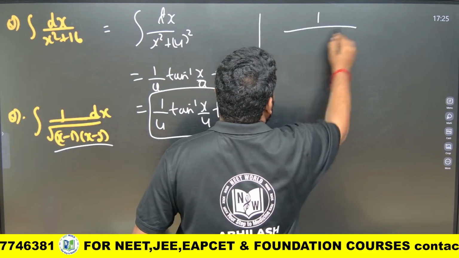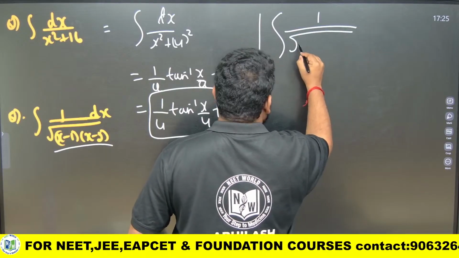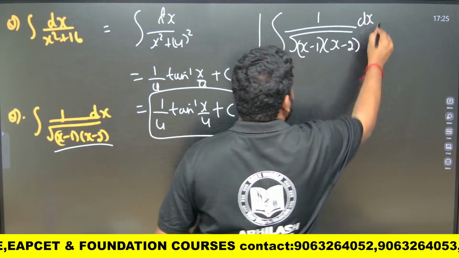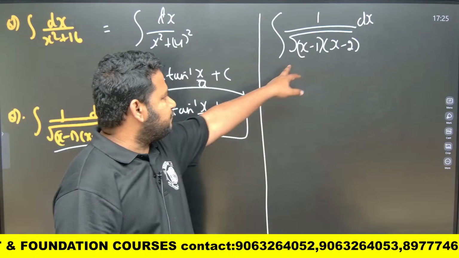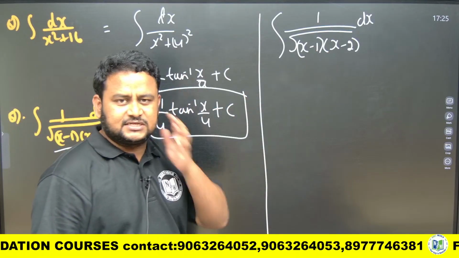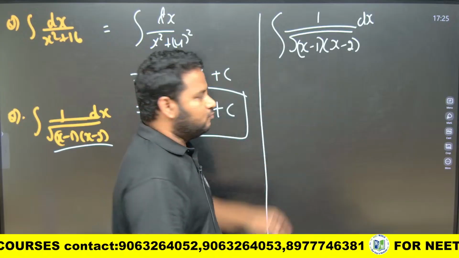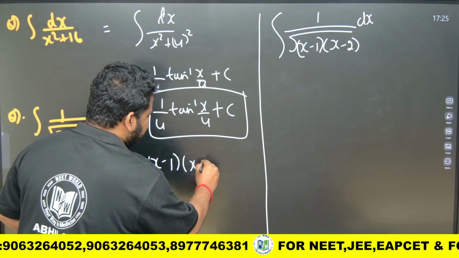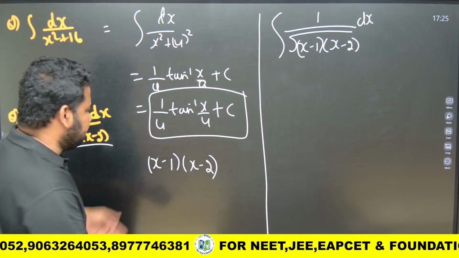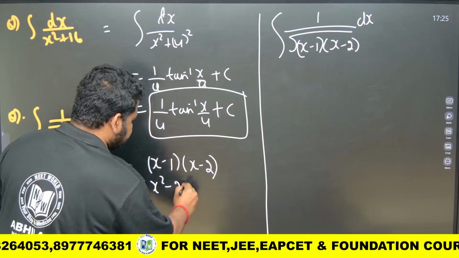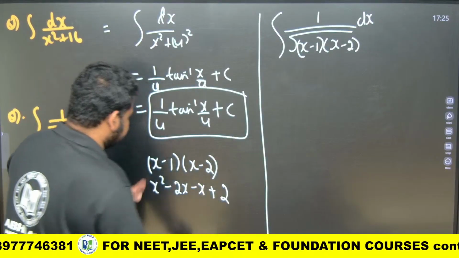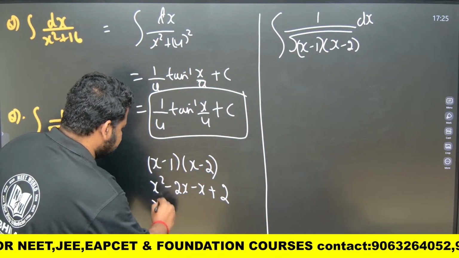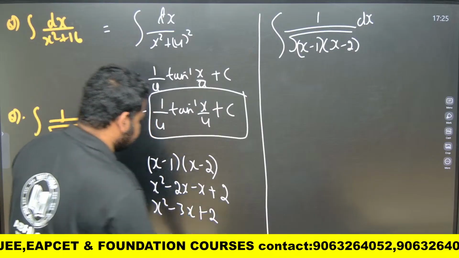So let me do it here. Integral of 1 by square root of x minus 1 into x minus 2 dx. First of all you have to calculate x minus 1 into x minus 2. That is nothing but what, friends? You just multiply. This is the x minus a into x minus b formula, directly you can use it. If you don't know the formula, you can multiply like this: x square minus 2x minus x plus 2. This will become x square minus 3x plus 2.